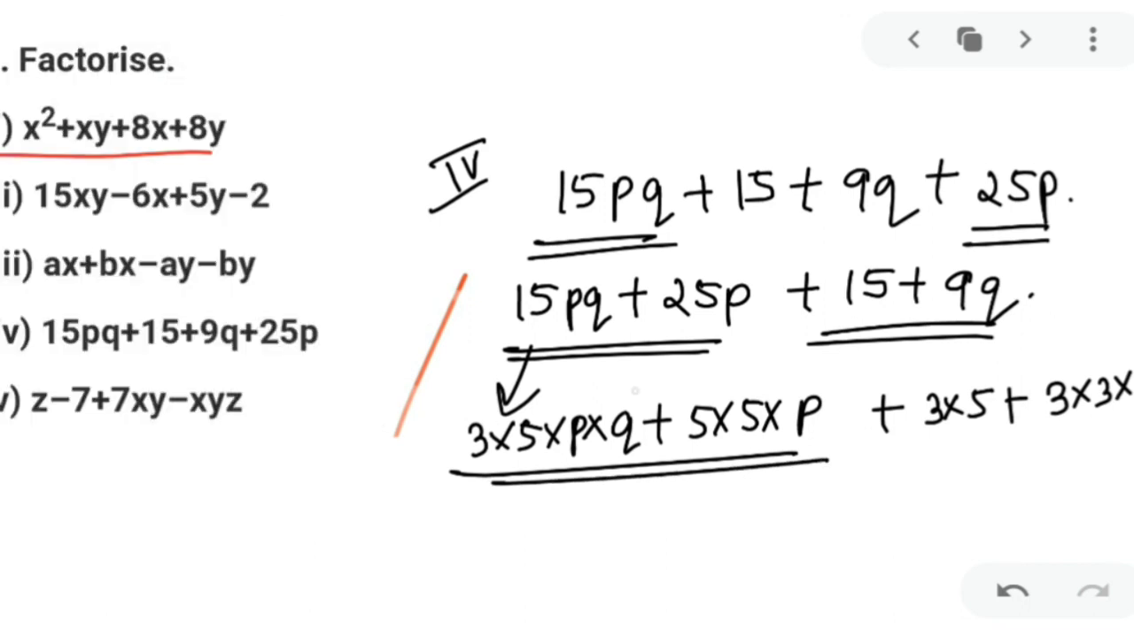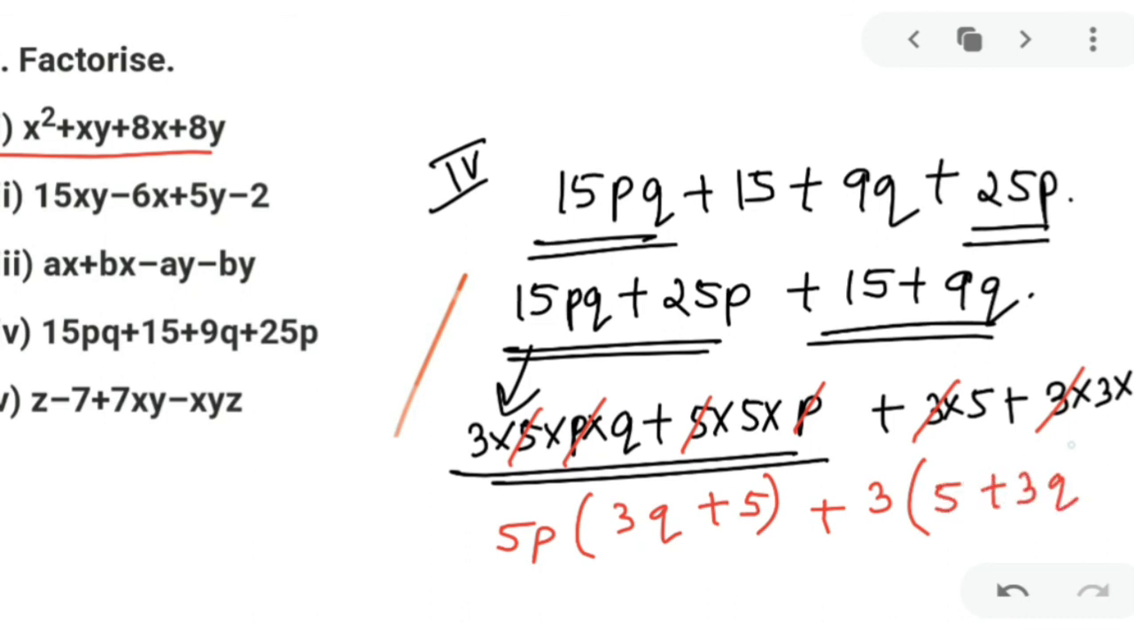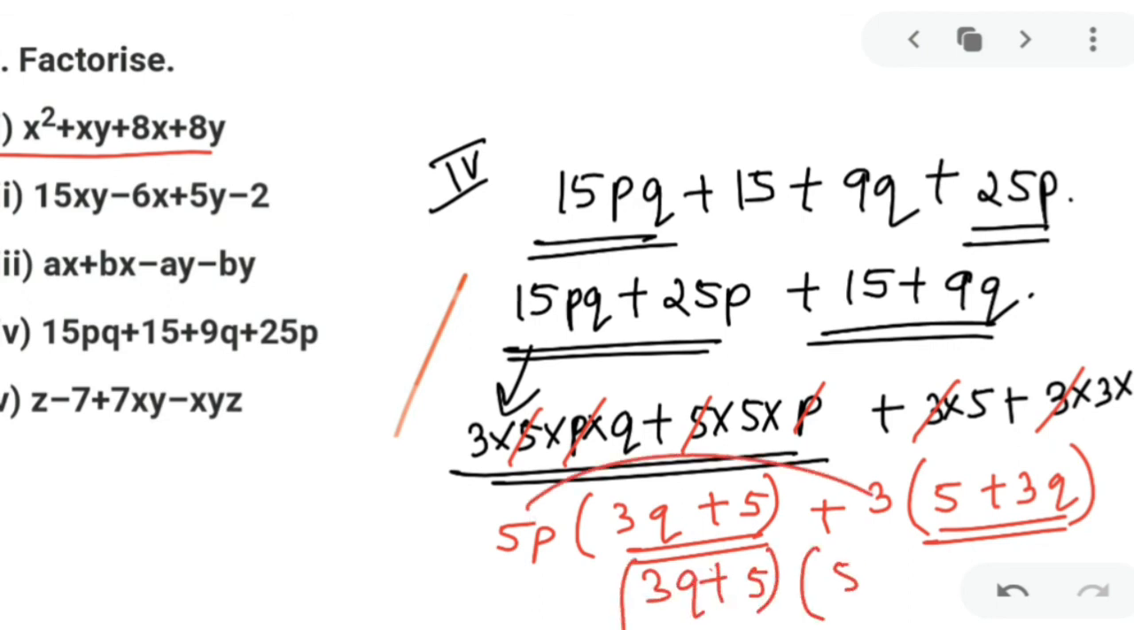These both terms, what is common? Let's see. They have 5 common, put it out. p common, put it out. And inside will be 3q plus 5. From the next you can see 3 common, put it out. And nothing else common, 5 plus 3q. My dear kids, 3q plus 5 or 5 plus 3q, it's one and the same thing. The only position of the number is different. Okay, so it is going to be same. So you have to consider the common bracket 3q plus 5 and the another bracket 5p plus 3.